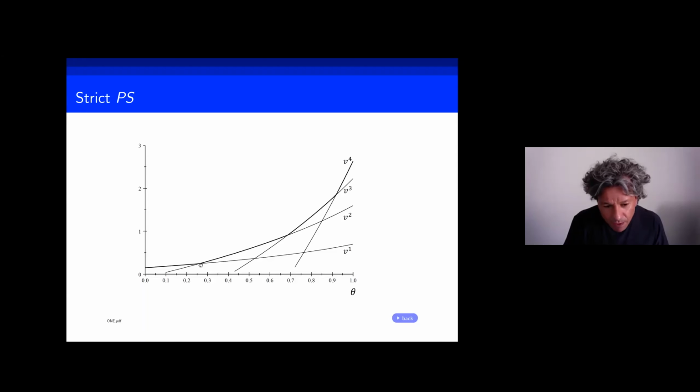Notice that, for instance, up to this point, the firm offering the highest surplus is firm 1, so firm 1 serves this interval. Firm 2 beats everybody else on this interval, so it will serve this interval of types. Firm 3 beats on this interval, so it will serve this interval of types. And firm 4 beats on the rest of the type space. So that is one example of how an equilibrium might look without ties.